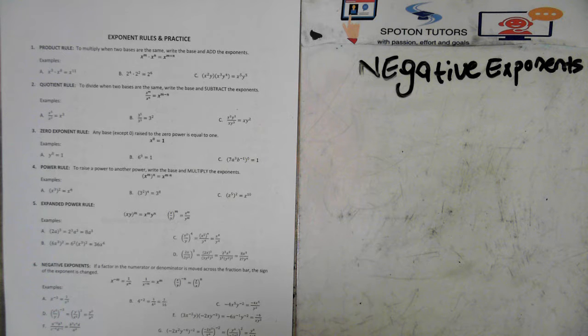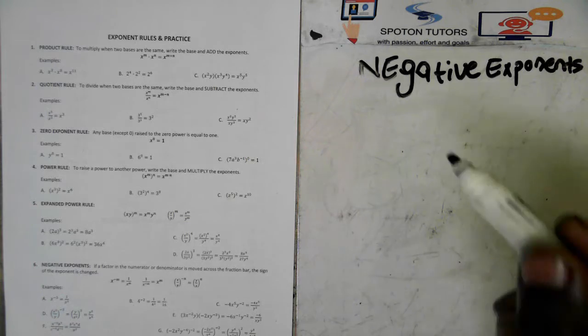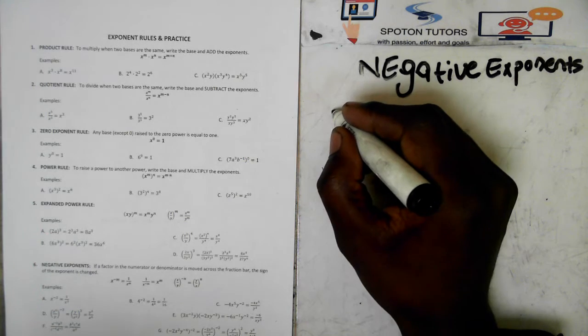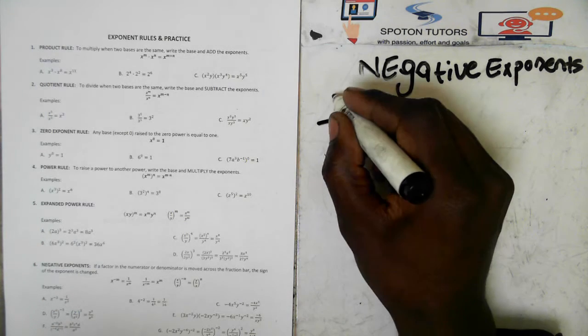Now, what it means is the following. It says that if a factor or term in the numerator, or a denominator, is moved across the fraction bar, the fraction bar being the line which divides the numerator and the denominator, the sign of the exponent is changed. Simple as that.